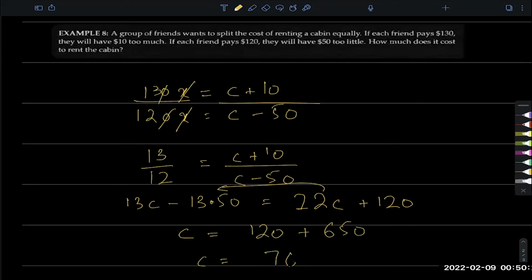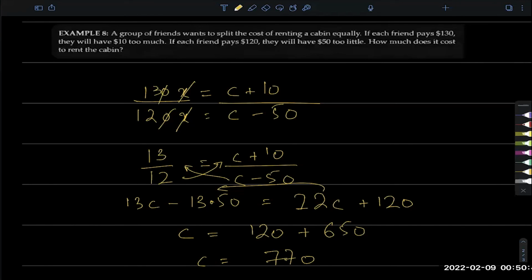Sir, where did 13C come from? I cross multiplied. Oh, okay, fine. 13 is equal to... Sorry, it's 770, not 760. Do you understand?